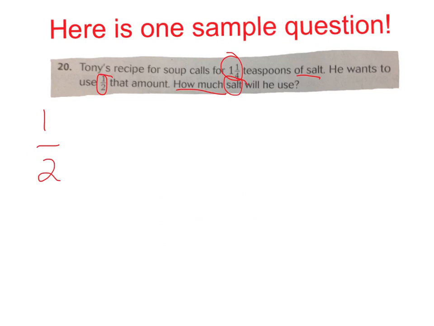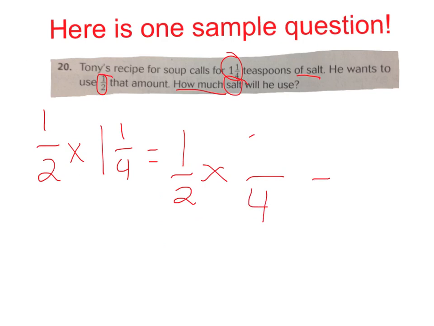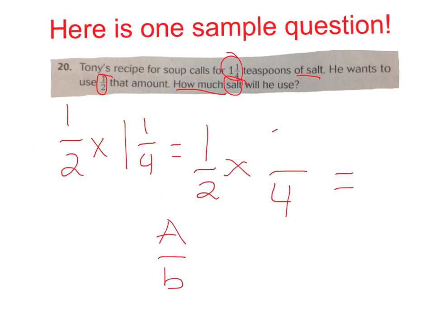1/2 times 1 1/4 equals 1/2 times blank over 4 equals A over B. The first blank is 1 1/4 as an improper fraction. To find out the improper fraction, you do 4 times 1, which will equal 4, and 4 plus 1 will equal 5. So the improper fraction is 5 over 4.